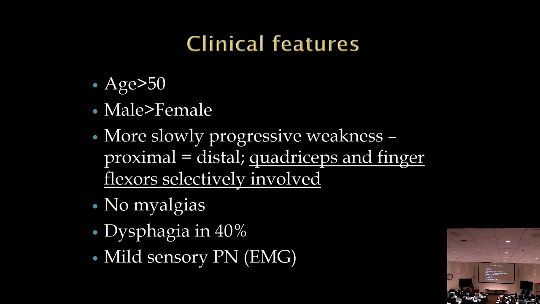So these patients tend not to have myalgias. Again, all three of these have dysphagia. It's maybe a bit more common in IBM. And these patients can actually have a little sensory peripheral neuropathy when you do an EMG. But that's usually not a big deal clinically. They don't tend to complain of that.